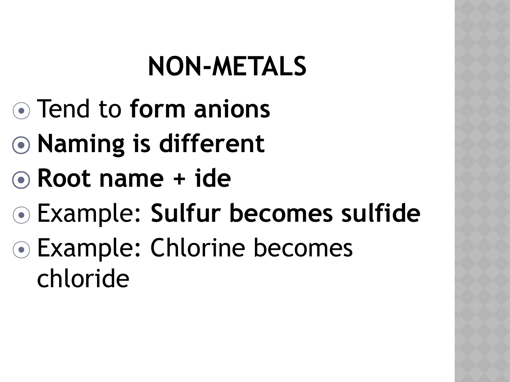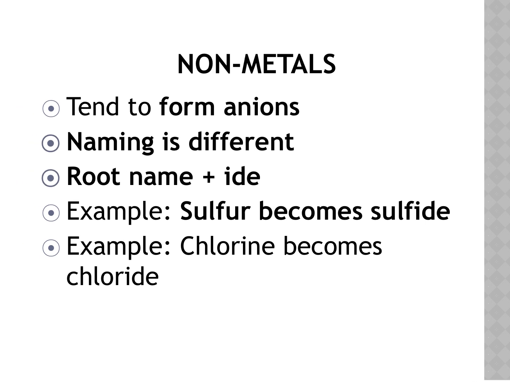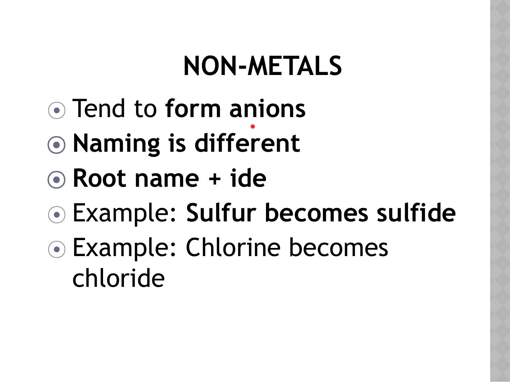Okay. Next, let's talk about nonmetals. Nonmetals are going to form anions. So what kind of charge do anions get? Negative. This time we have a different rule for naming. When anions form, we change the name. And this is really simple. We keep the root part of the name, but then we drop the ending and we add "ide."